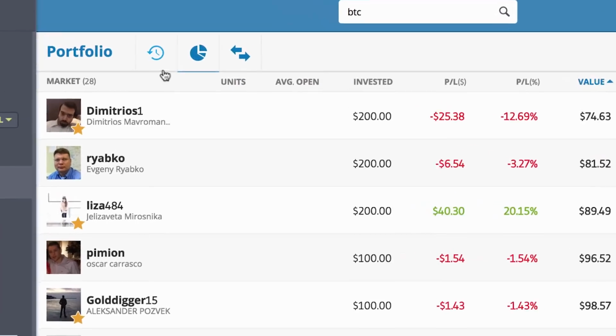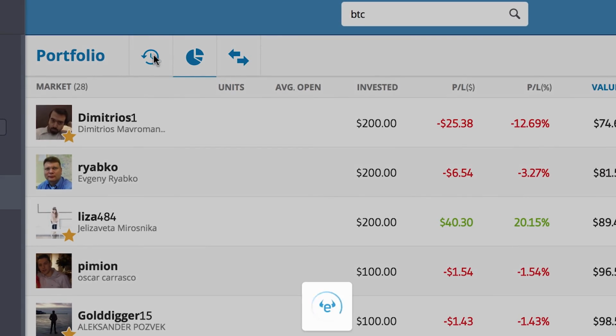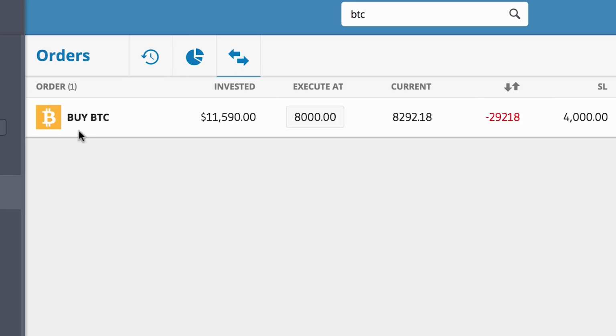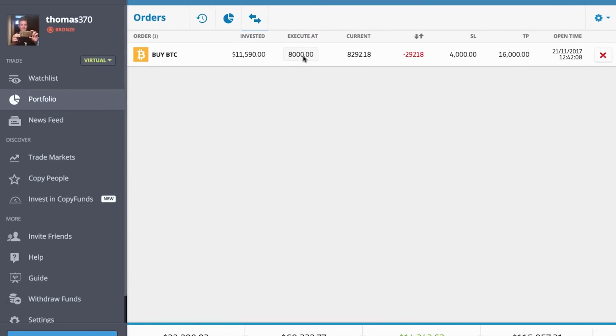If I go here, I'm back in my portfolio. This button shows my history, the history of my trades. This is my portfolio. This one will show any orders. So there's my order, that's how much I invested. I'm going to execute it at 8,000, and the price is currently here.